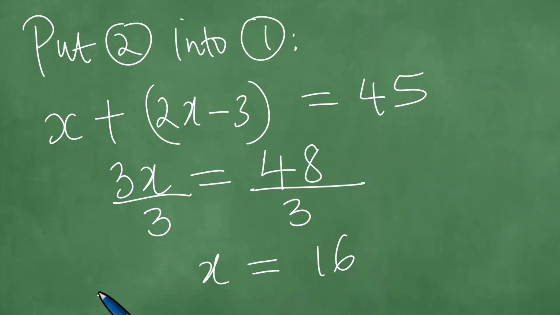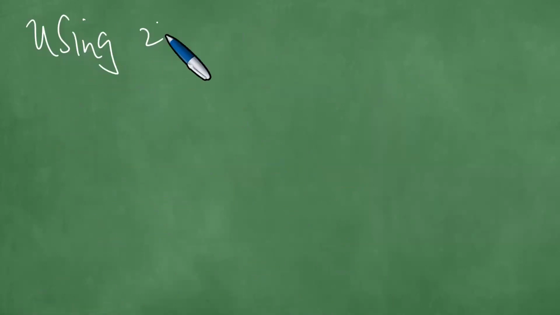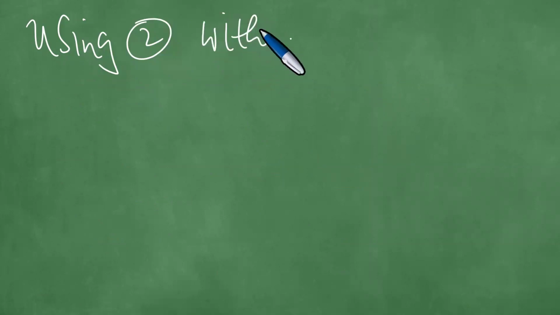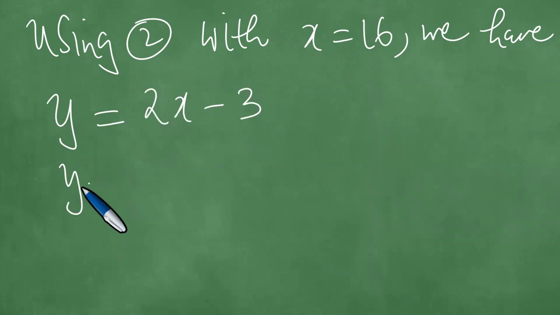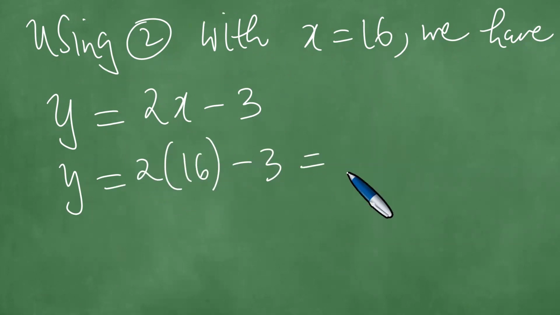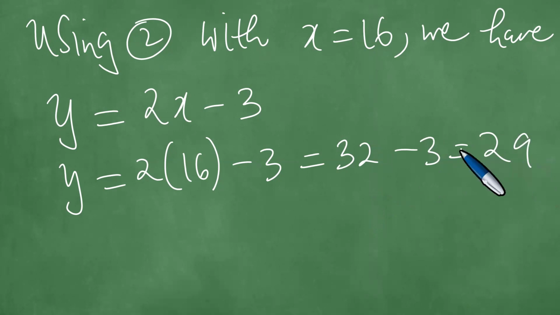Now, using equation 2 together with x equals 16, we have y, because equation 2 is y equals 2x minus 3, like so. Twice x is twice 16, which is exactly 32, minus 3, and this gives us what? 29. Okay, so that's what we have there.